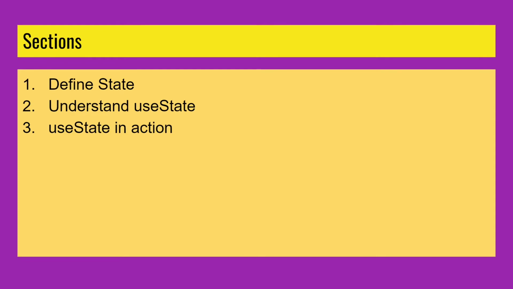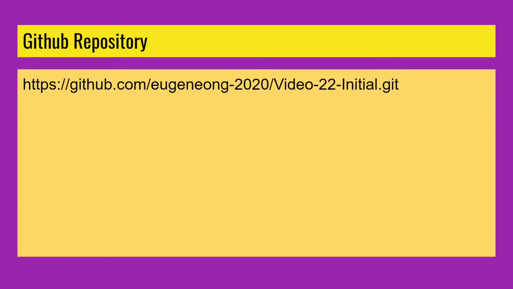The following are the sections for this video. First, we will define what state is, and then we will try to understand what useState is. Lastly, we'll see useState in action. If you want to follow along, which I recommend, you can download the code from this Github repository. The link will be provided in the video description below.